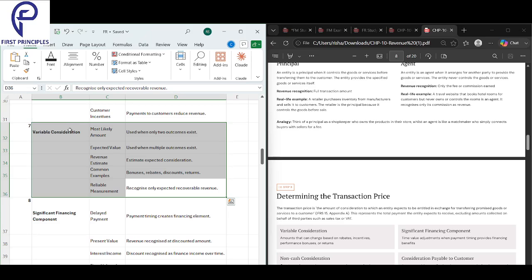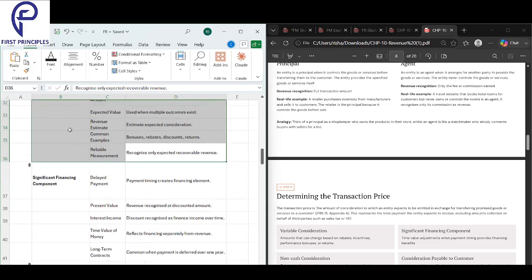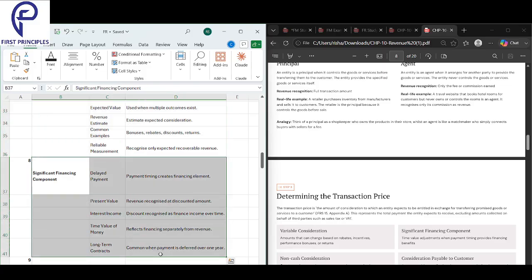Even though you sold goods worth rupees 10 crore, if you think you're not going to get more than 30 lakhs, don't record more than 30 lakhs. It does not depend upon the value of the product sold. It depends upon how much you are most likely going to recover from the customer.